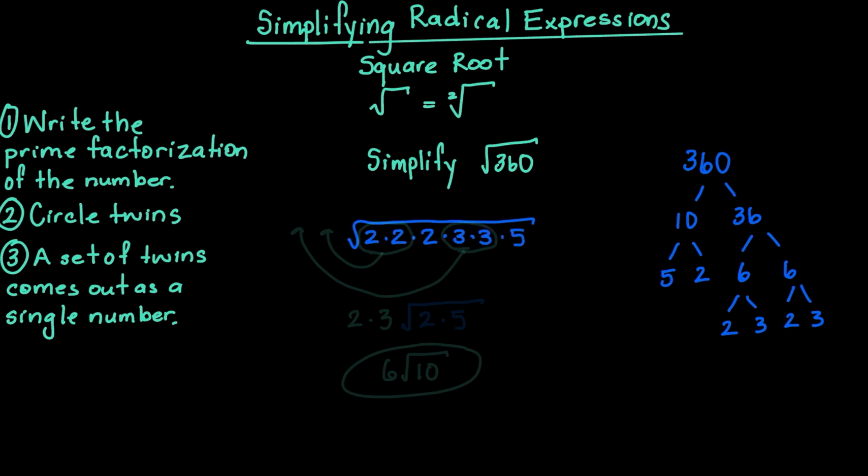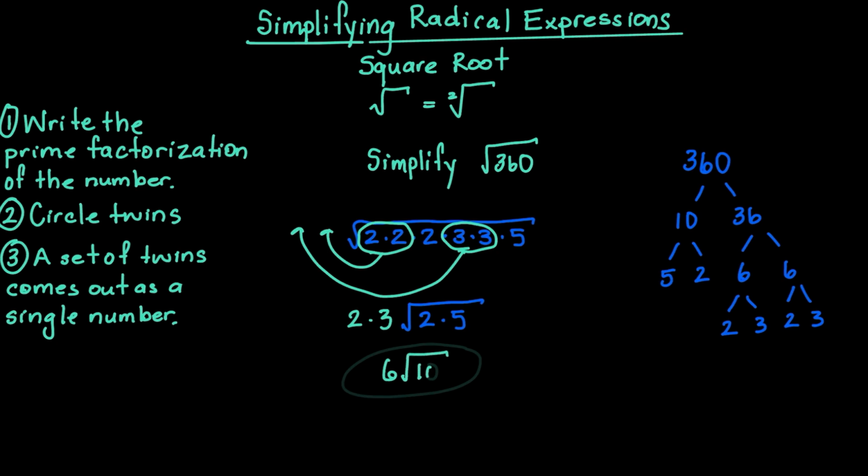When you have a lot of numbers, make sure you count and make sure you got all your prime numbers. 1, 2, 3, 4, 5, 6. Okay, I'm going to look for my twins. I have a set of twins that are 2s, a set of twins that are 3s. So those are both going to come out and be multiplied. 2 times 3. And on the inside, I'm left with 2 times 5. So my final answer is 6 times radical 10.